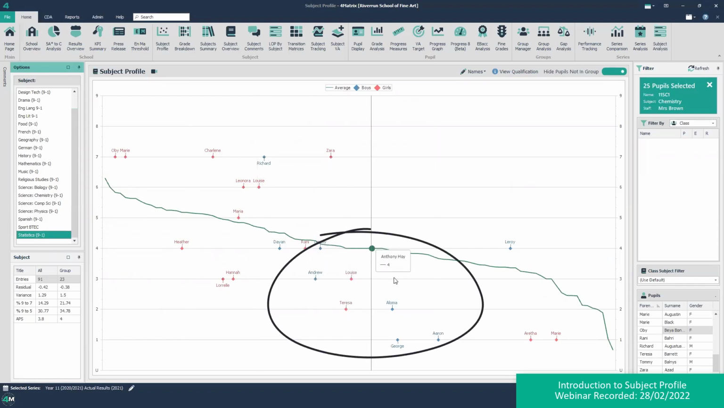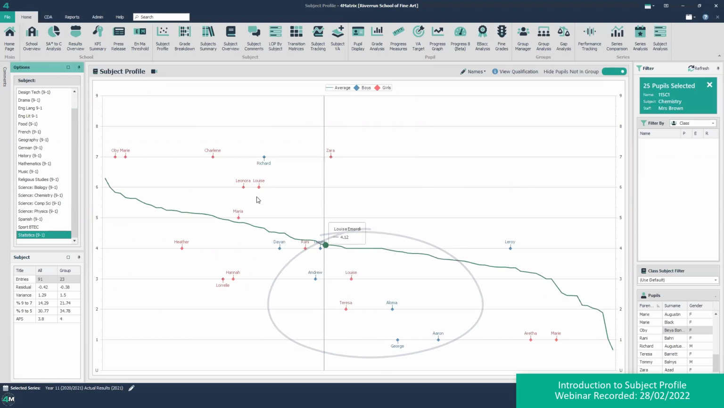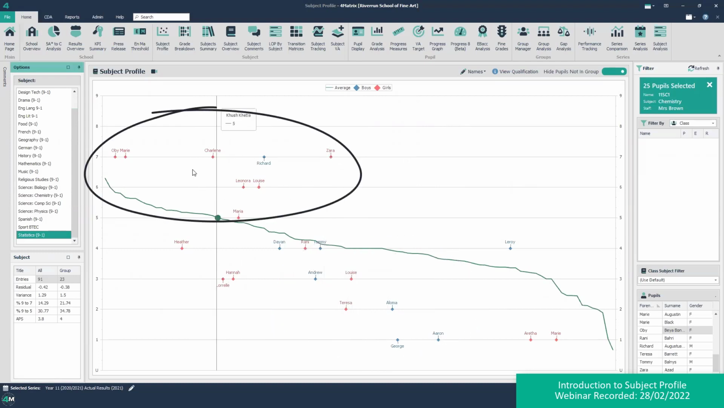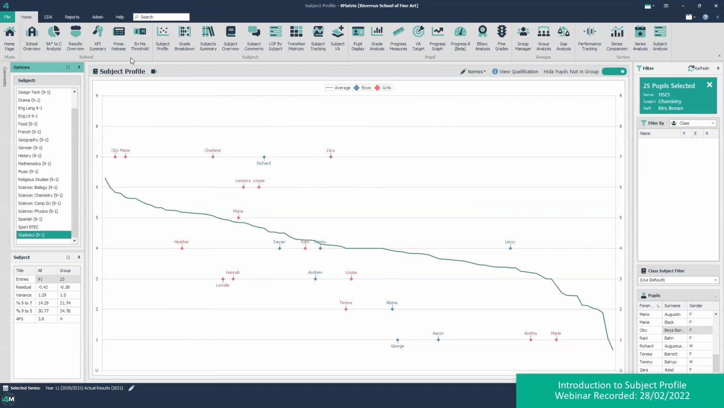You can see particularly you've got a cluster here of boys who are doing considerably worse, and a cluster of girls here who are doing considerably better in stats than what they're doing in their other subjects.